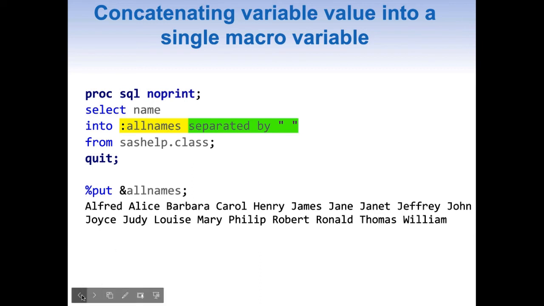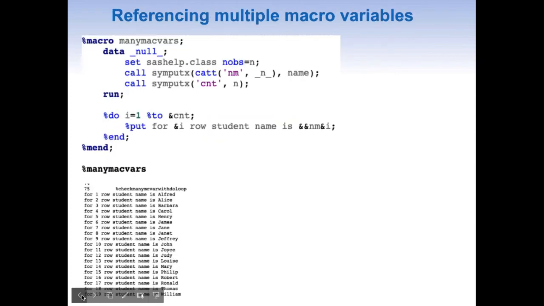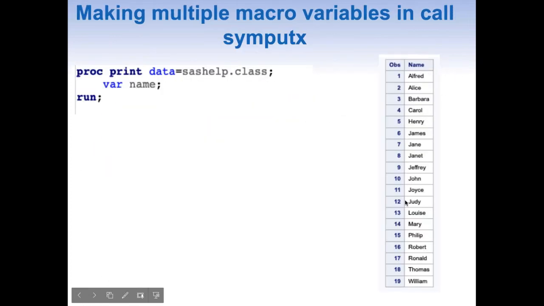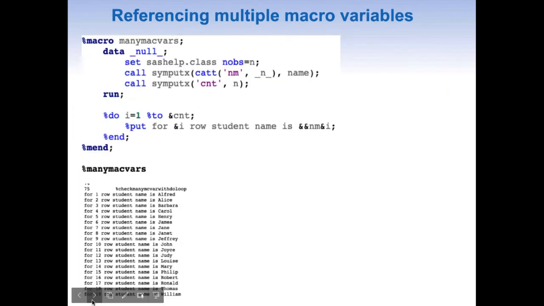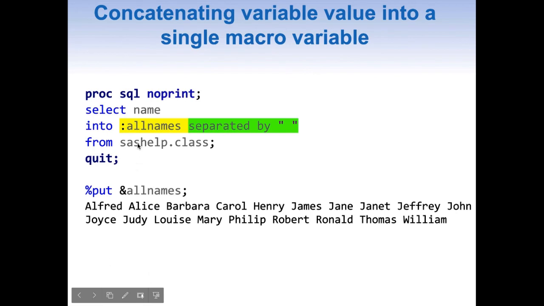What this does is it concatenates all the variable values, and it puts all the concatenated values into a single macro variable, and here we are calling that macro variable allnames. And when I do %put &allnames, you can see that this macro variable has all the values of the variable, but in a concatenated form.